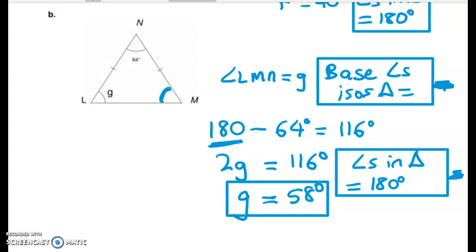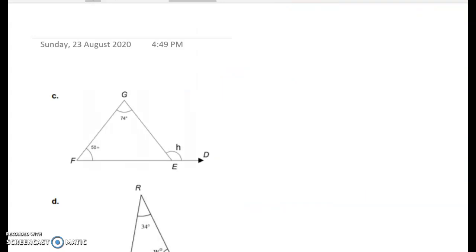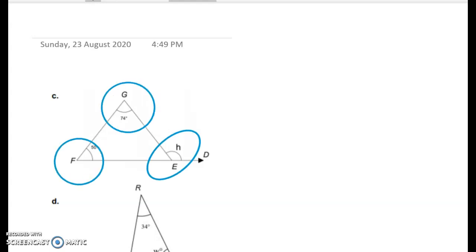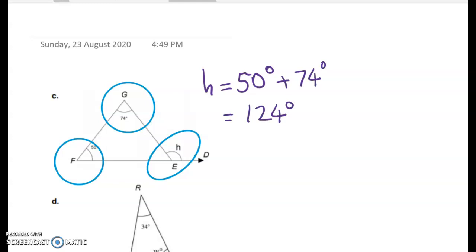Okay, let's look at C and D. So question C is one where there's a very fast way to do it, if you remember the rule about the exterior angle. So the exterior angle outside a triangle can be found by just adding up the interior opposite angles. So we can go pretty much straight to the answer with this. H is equal to 50 degrees plus 74 degrees, which is equal to 124 degrees.